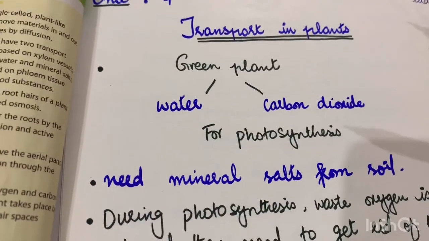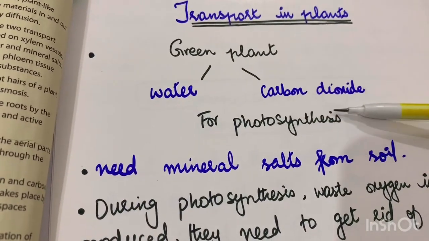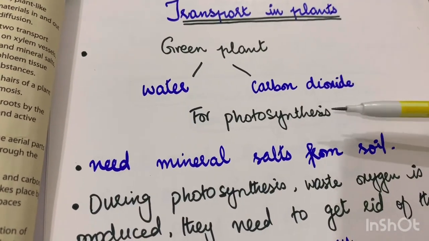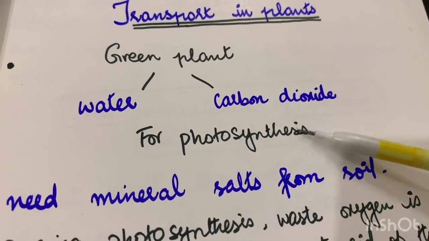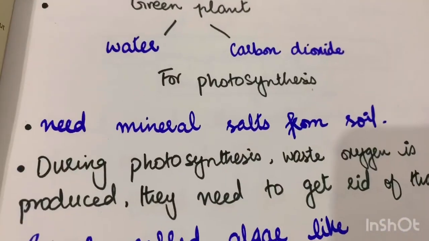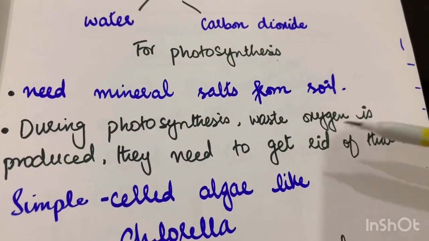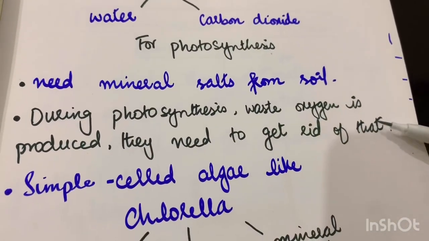All green plants need water and carbon dioxide for photosynthesis. Photo means light, synthesis means combination of elements or compounds to connect it as a whole. All green plants need mineral salts from the soil. During photosynthesis, waste oxygen is produced. They need to get rid of that.